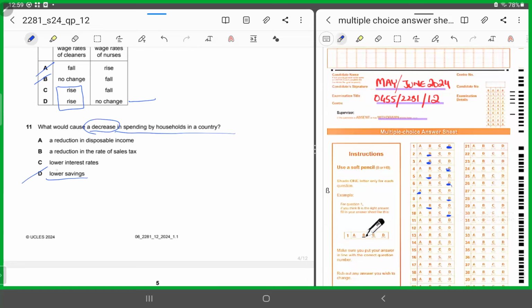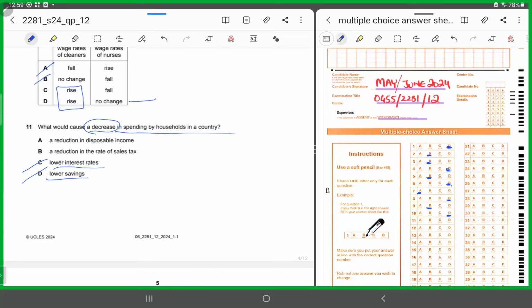C says lower interest rates. So if interest rates are low, people can borrow more. And when people can borrow more, they can spend more. If you've got the availability to borrow more, you can spend more because you've got more money at your disposal. But here the spending is decreasing. So this means you chop C off.